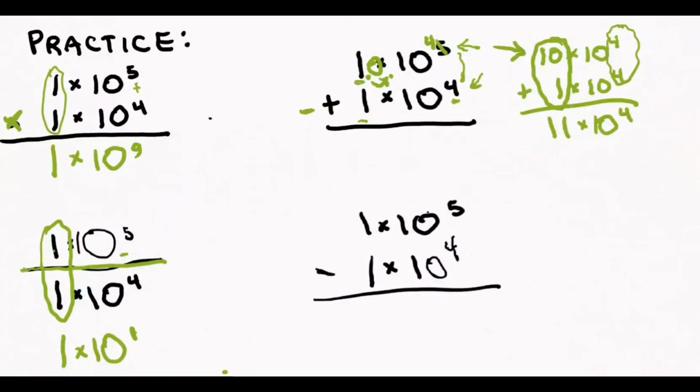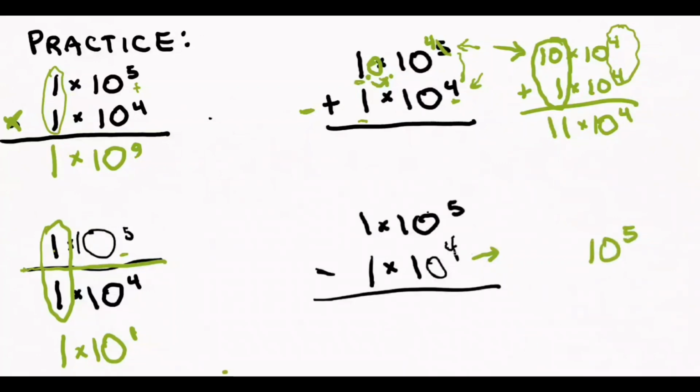Now let's try subtraction. We have 1 times 10 to the 5th minus 1 times 10 to the 4th. Well, this time, just to do a different one, we already turned the 5th into the 4th up there for the addition. So this time I'm going to change this into 10 to the 5th.